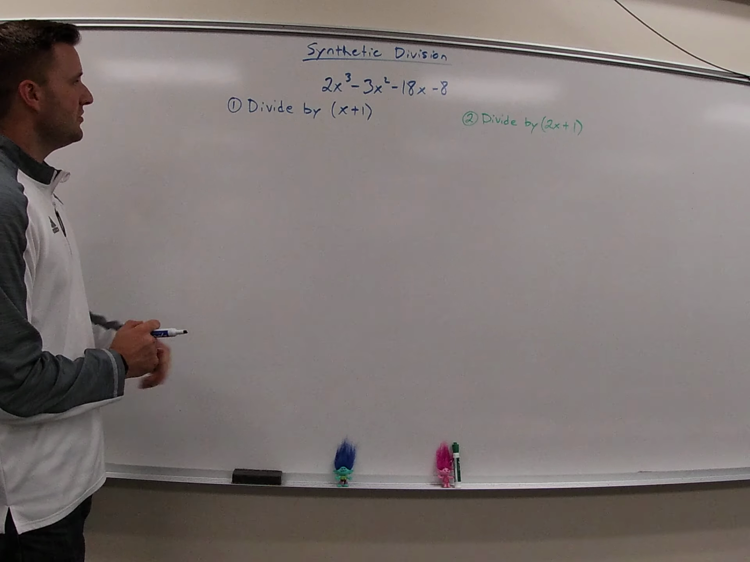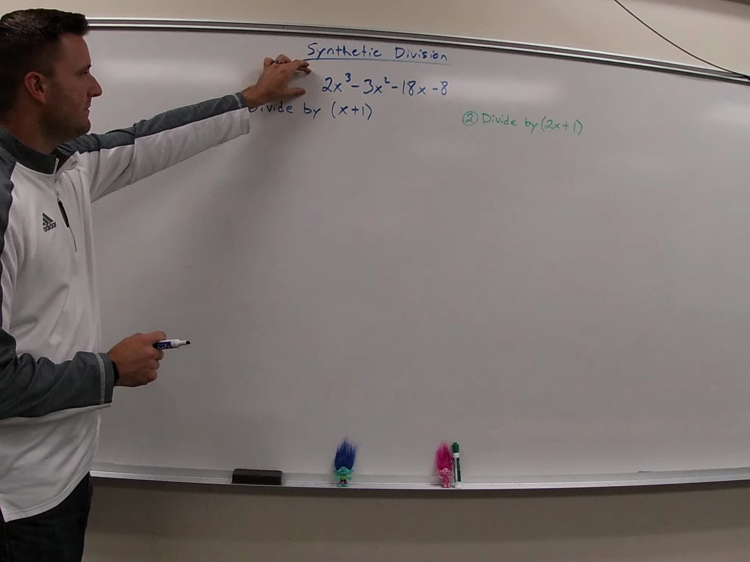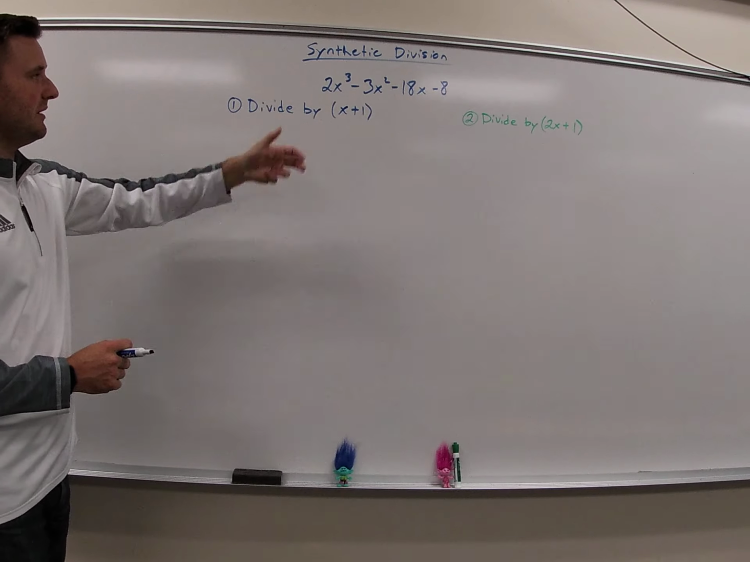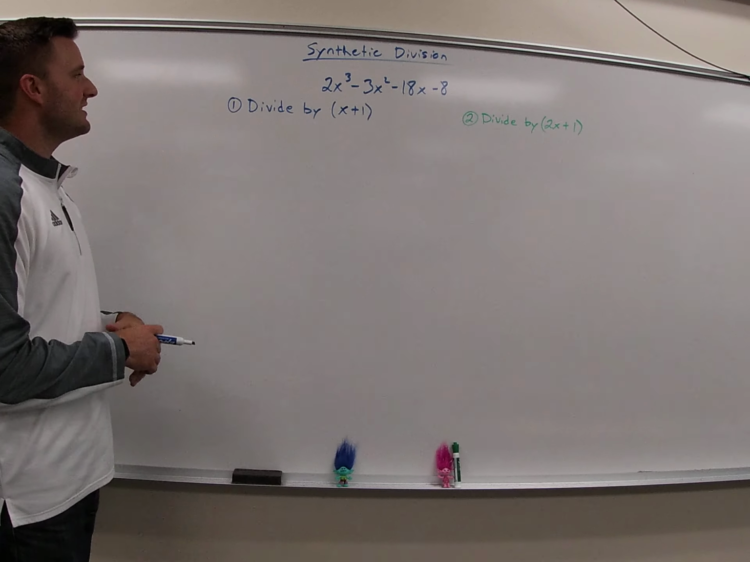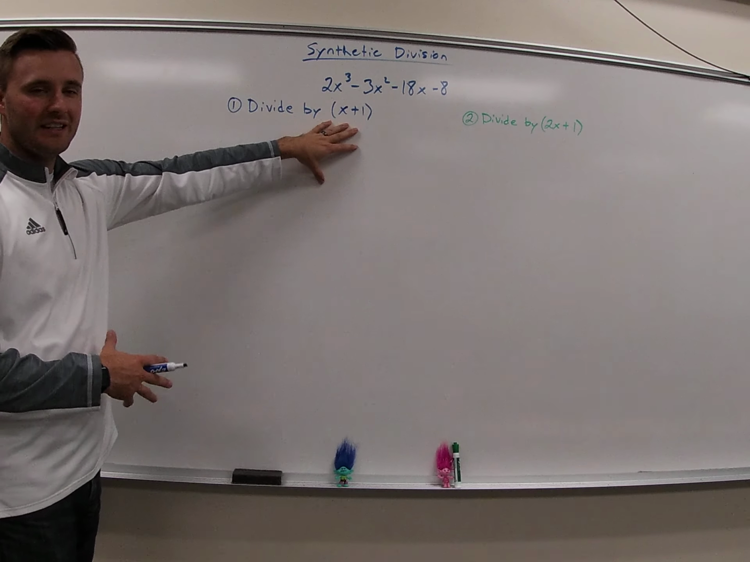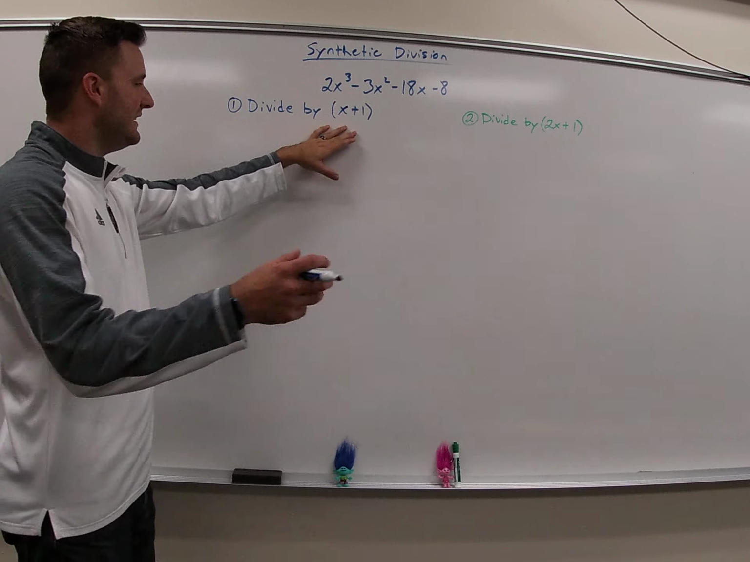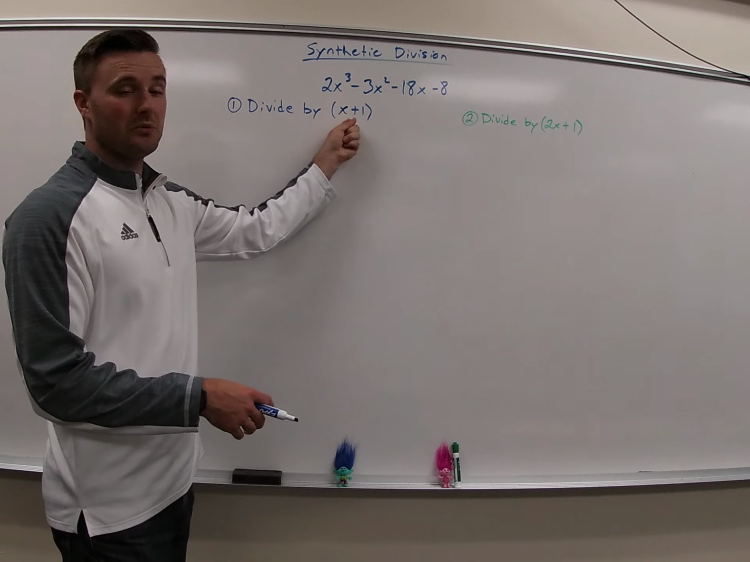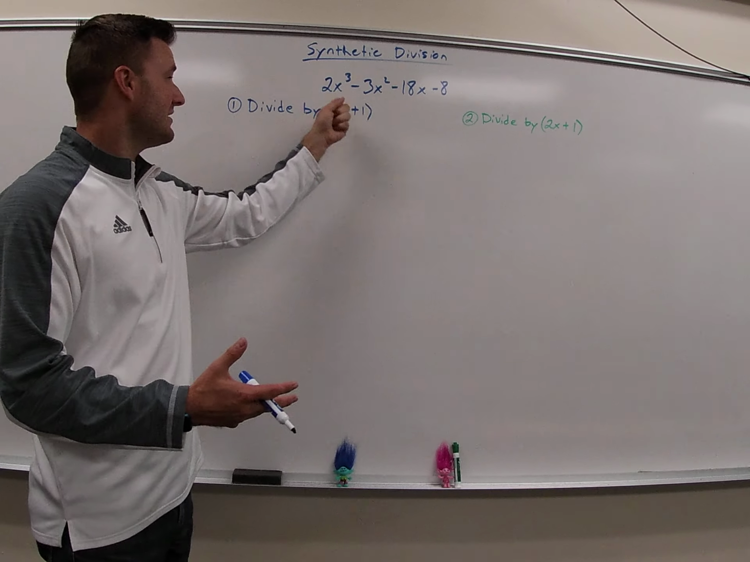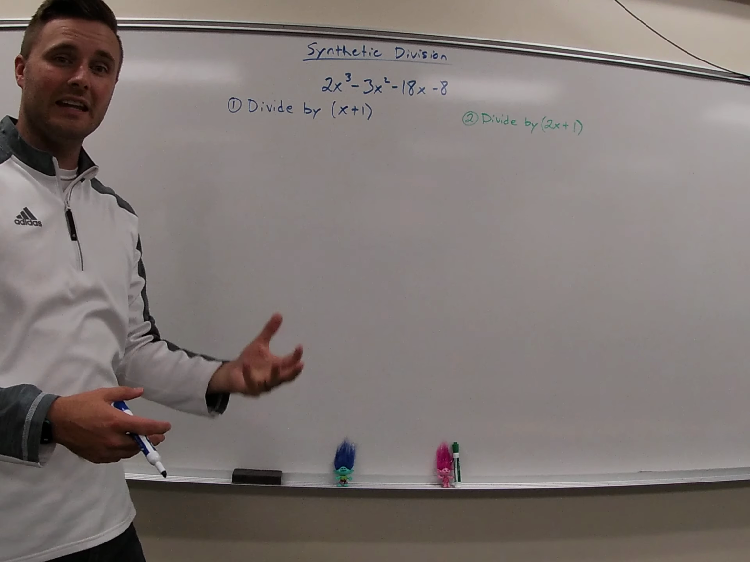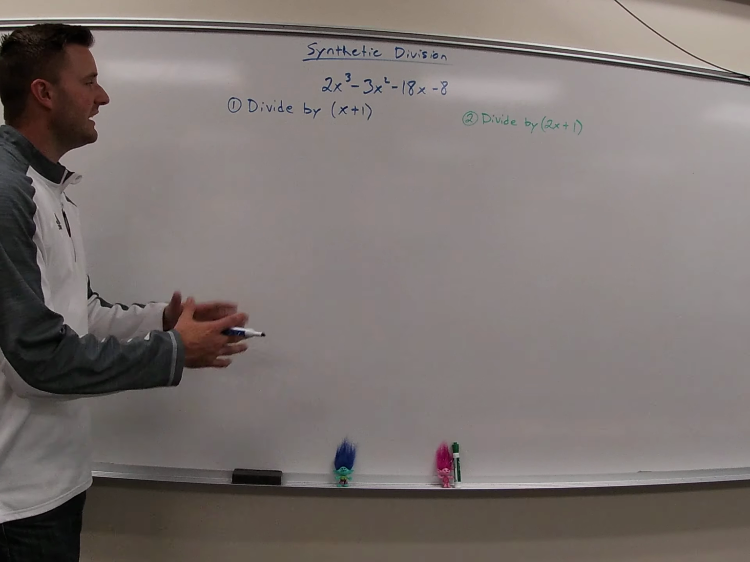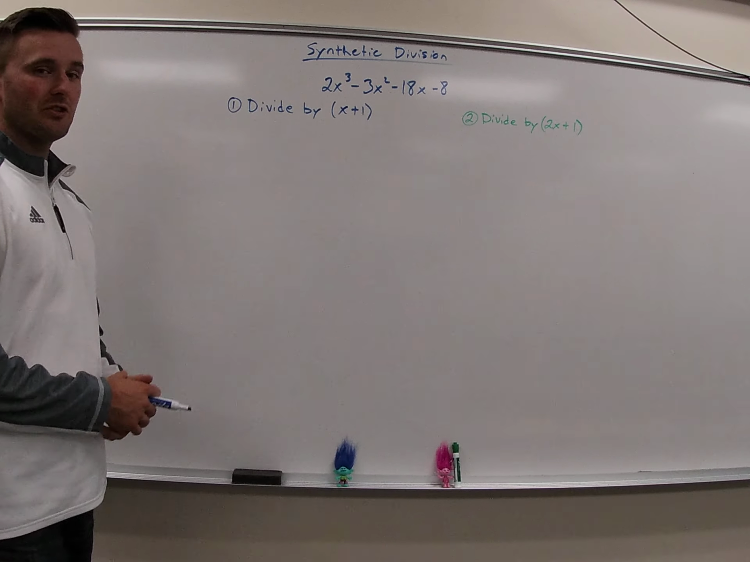So what we're going to do is say we're given the same problem, 2x cubed minus 3x squared minus 18x minus 8. And we want to see, hey, does this go in evenly or not? Does x plus 1, is that a factor? Does it go in evenly? Meaning, is x equals -1 a solution? Is this going to cross the x-axis at -1? So what we can do is use synthetic division to find that answer quickly.